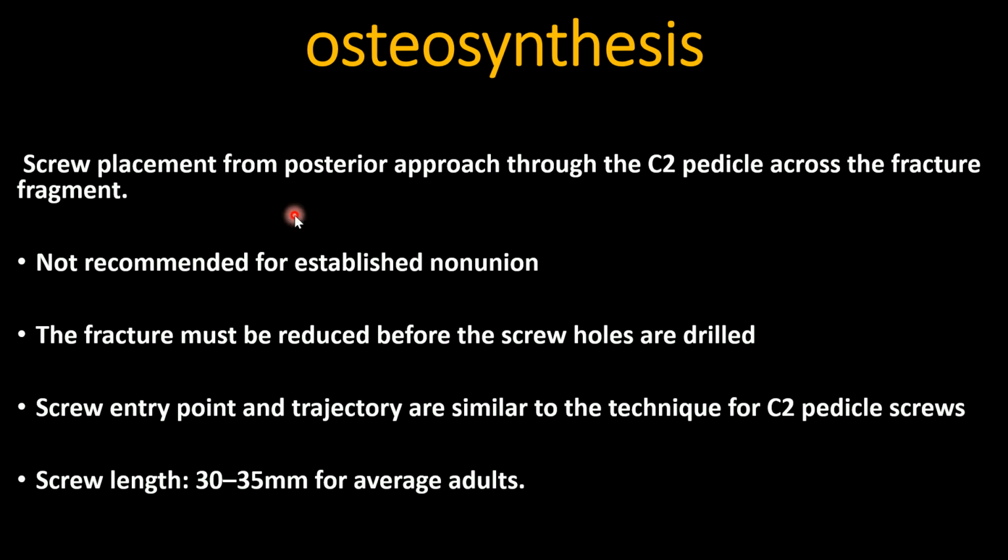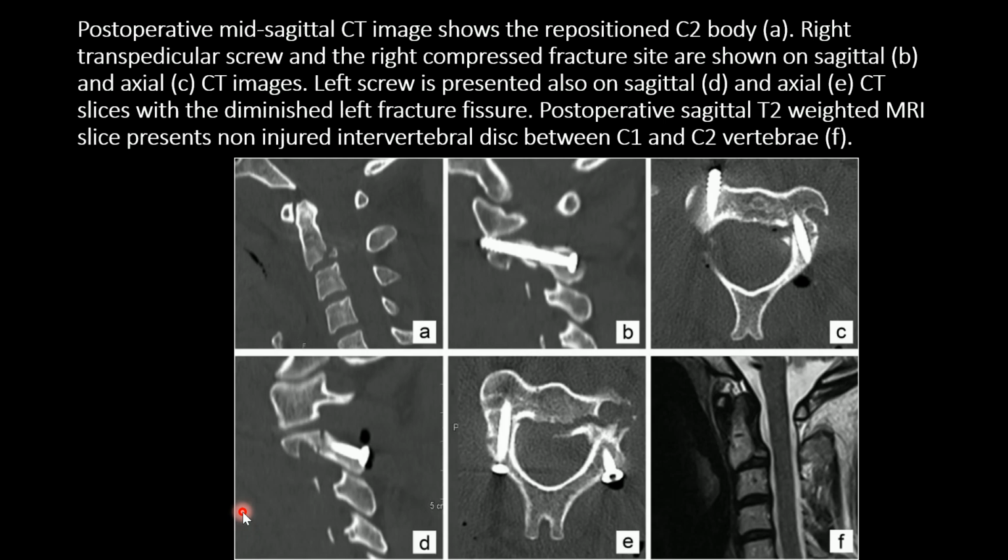Osteosynthesis, screw placement from the posterior approach through the C2 pedicle across the fractured fragment. It is not recommended for established non-union. The fracture must be reduced before the screw holes are drilled. The entry point is similar to C2 pedicle screws, and the length of the screw is 30 to 35 millimeter. And here we can see the osteosynthesis, the transpedicular fixation of the fracture directly.